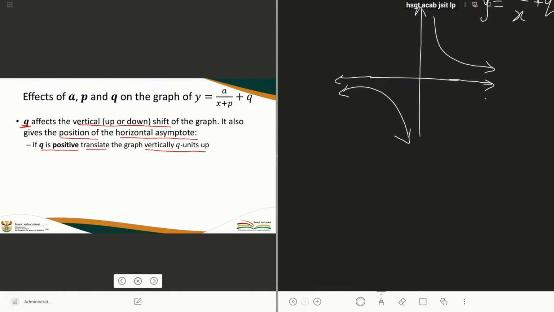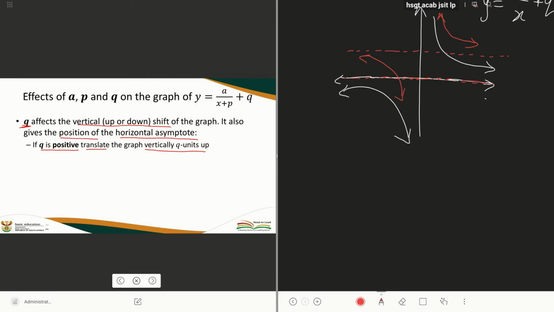So now, what we then need to do is this graph must be shifted Q units upwards. It means your horizontal asymptote was right on the x-axis. So when you shift it, that asymptote is going to move up. When it moves up, it means now your graph is going to be in that quadrant. So that is basically what happens when you translate the graph vertically Q units upwards.